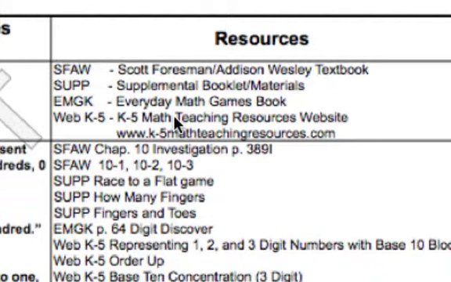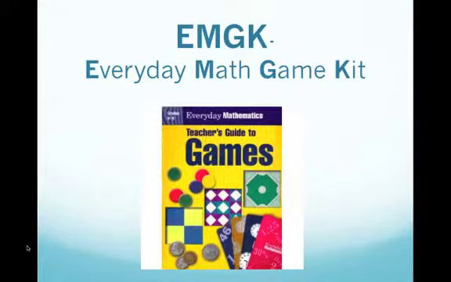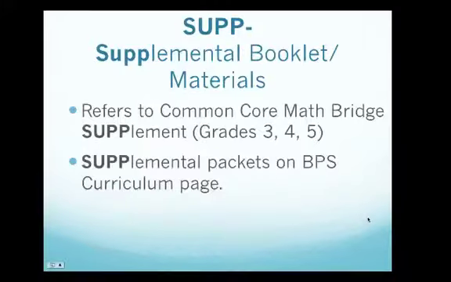So notice up here that we have a code and it's going to be at the top of every page. These particular codes relate to the resources that you're using. When you see the code SFAW, that's simply referring to your Scott Foresman Addison Wesley textbook. So it is referring to lessons within the Scott Foresman text. Another code that all of the grade levels will see is EMGK. That simply stands for the Everyday Math Game Kit. You all have a yellow games kit book, and it is referring to games and activities within that resource.